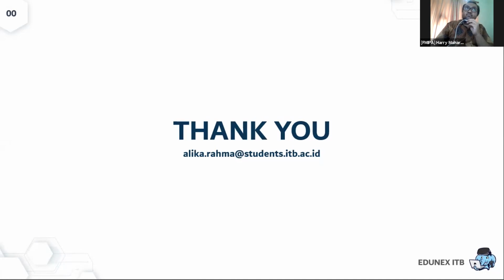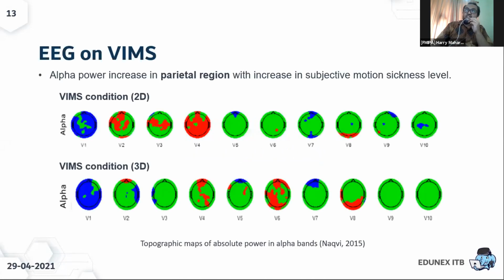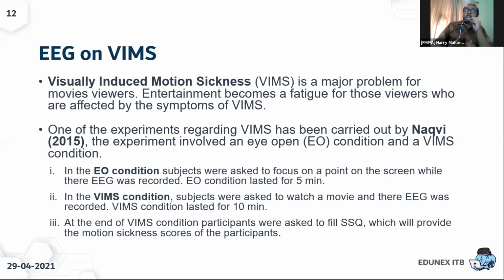Okay, Alika. Yep. In the example that you showed here, the EEG is used for detecting the impulse that is coming out from a motion sickness patient, right? Yeah. And this motion sickness is due to the fact that the patient is exposed too much to the monitor.